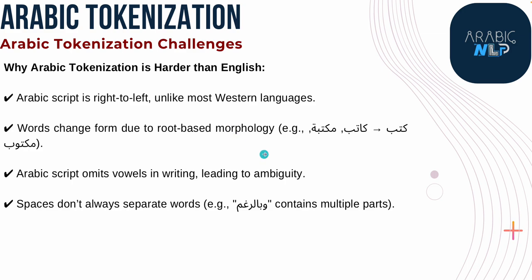Also, we have some issues: Arabic doesn't always use spaces like English. If you notice this, وبالرغم, which means although, a simple tokenizer might split this incorrectly, misinterpreting the word wow, which means and, and making it part of the next word. So without a smart tokenizer, Arabic becomes a nightmare for AI actually.